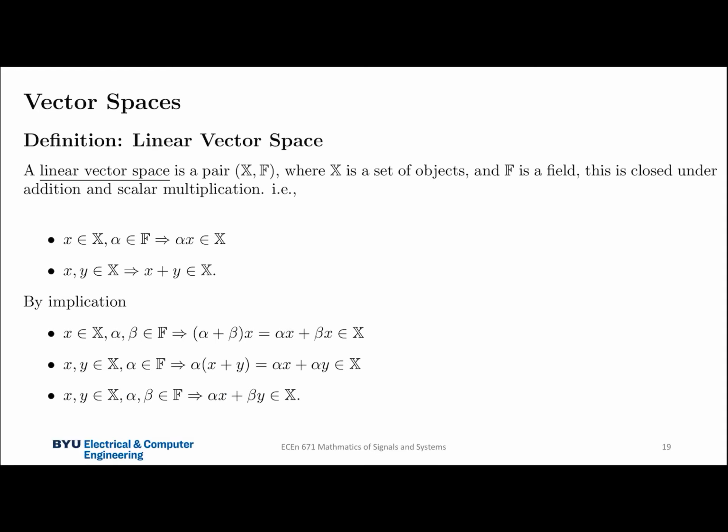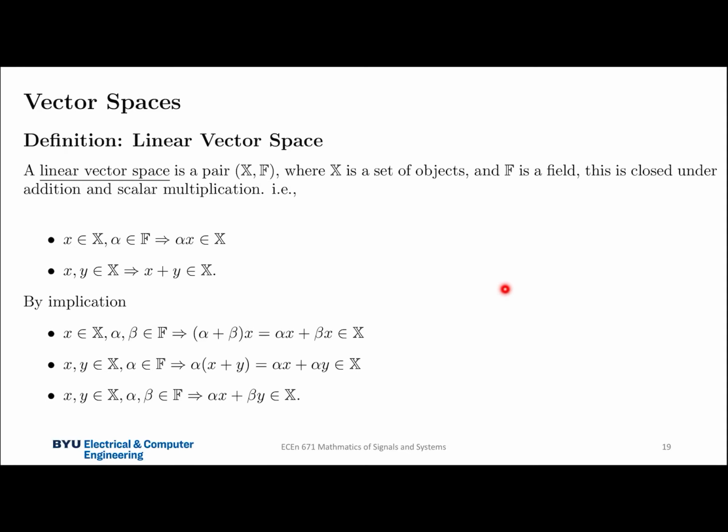All right, so given a field, a vector space is going to be this pair. It's going to be a set X and a field F, where X is just a set of objects and F is a field. And X has to be closed under addition and scalar multiplication. In other words, if little x is in our set X and alpha is in the field, then alpha x has to be in X. And if little x and y are in capital X, then x plus y has to be in X.